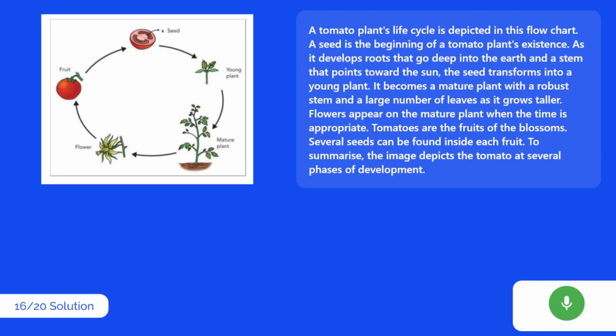A tomato plant's life cycle is depicted in this flowchart. A seed is the beginning of a tomato plant's existence. As it develops roots that go deep into the earth and a stem that points toward the sun, the seed transforms into a young plant. It becomes a mature plant with a robust stem and a large number of leaves as it grows taller. Flowers appear on the mature plant when the time is appropriate. Tomatoes are the fruits of the blossoms. Several seeds can be found inside each fruit. To summarize, the image depicts the tomato at several phases of development.